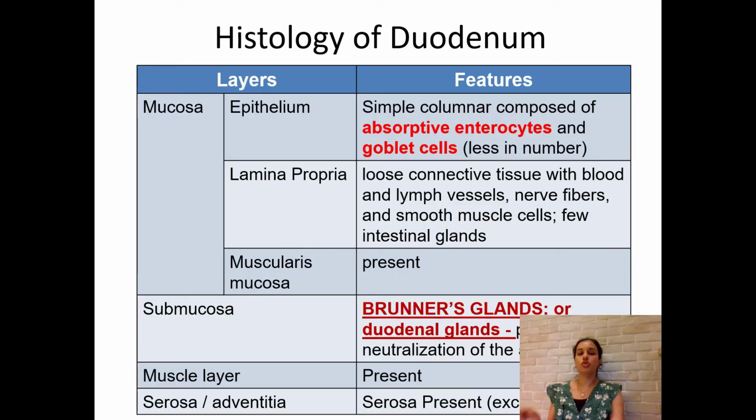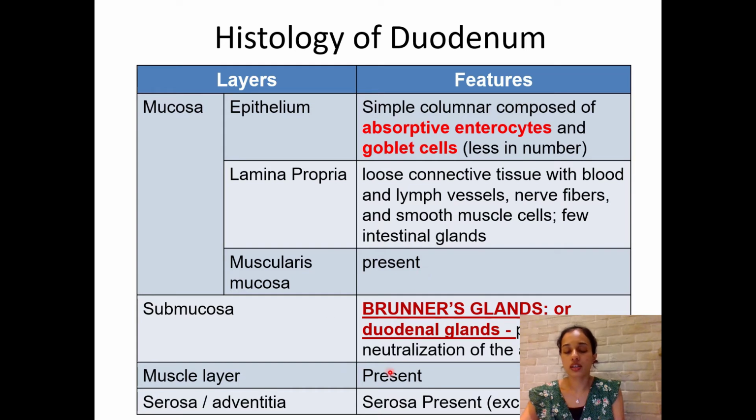As we go to each segment of the small intestine, the characteristics are almost common, but there are a few unique or special features which help us identify whether it is a duodenum, jejunum or ileum segment. In the duodenum, the epithelium is simple columnar composed of enterocytes and goblet cells, but goblet cells are fewer in number. Lamina propria has loose connective tissue with blood and lymph vessels, nerve fibers, smooth muscle cells, and few intestinal glands. Muscularis mucosa is present.